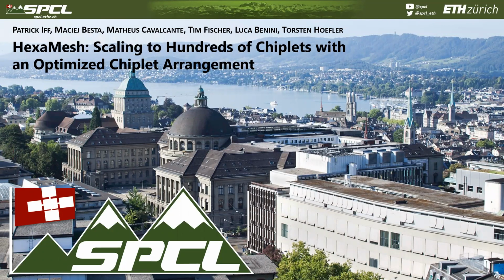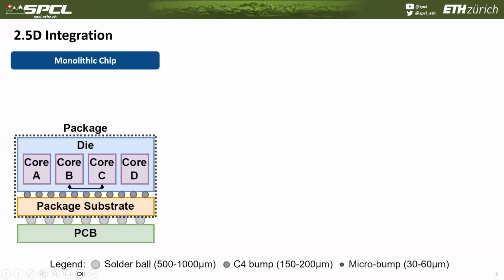This project is called HexaMesh, and it is an arrangement for chiplets in 2.5D stacked chips that maximizes the performance of the inter-chiplet interconnect. Let's start with some background on 2.5D integration. In a monolithic chip, we have a single piece of silicon that is enclosed in its own package. All of our compute cores are within the single silicon die.